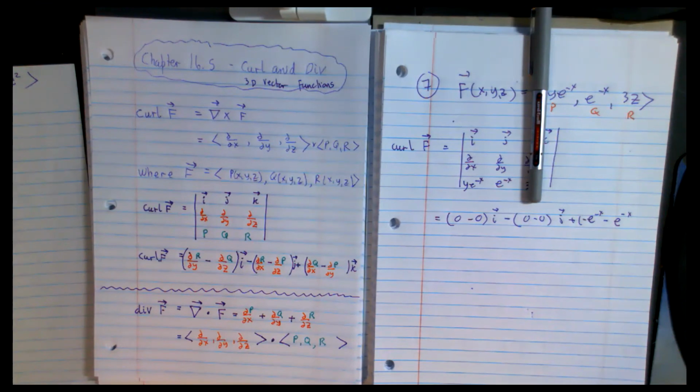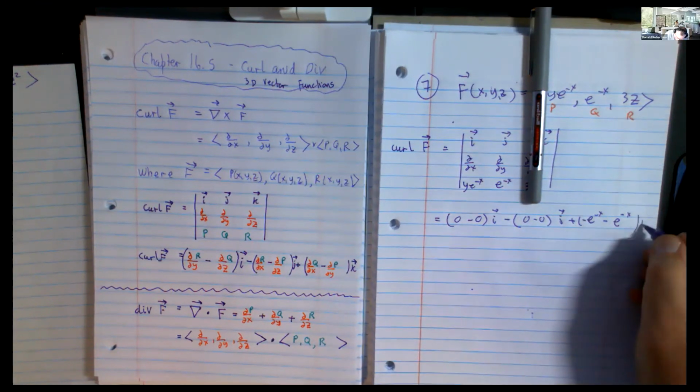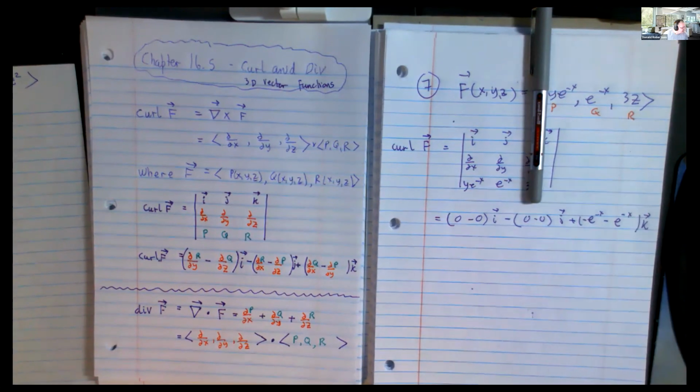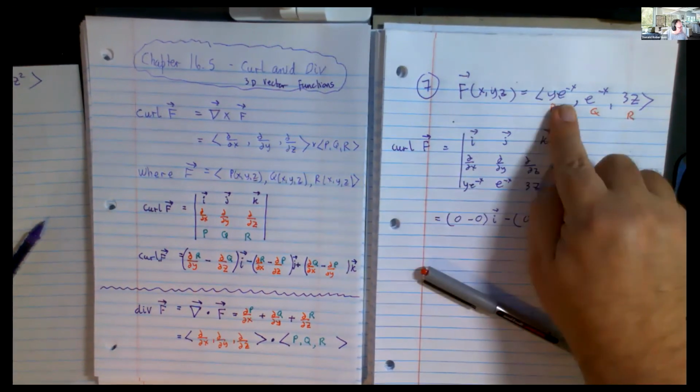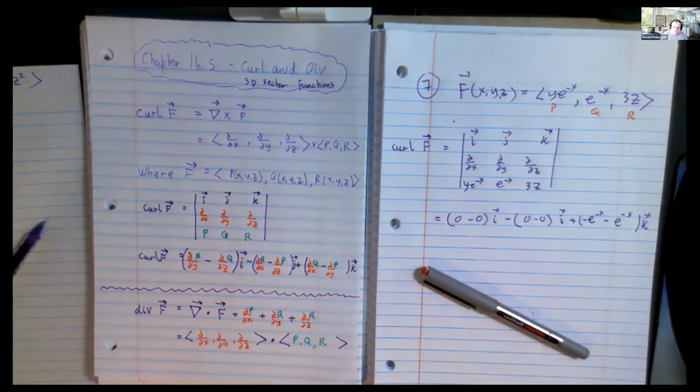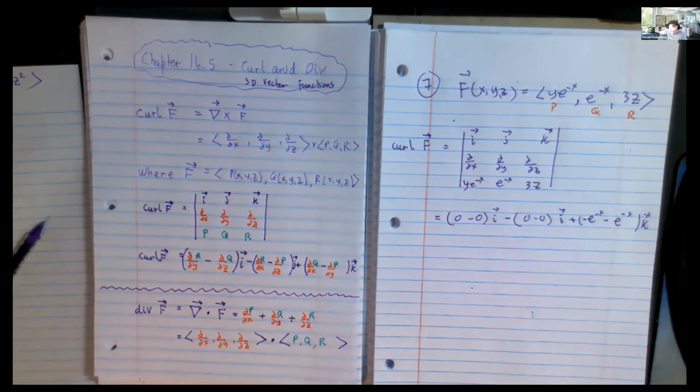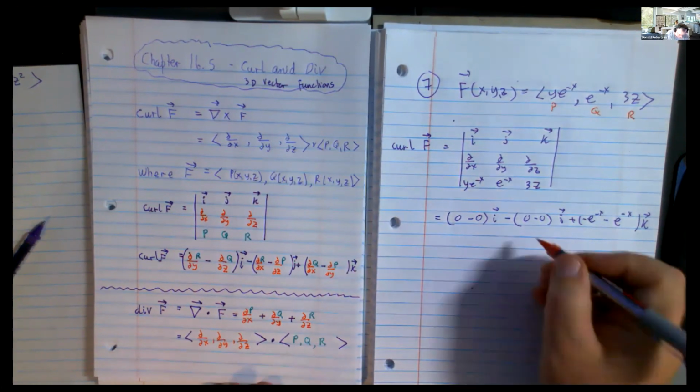Okay. My problem is I can't make that 0 and it better be 0. So I'm going to read the question again. It's y e to the negative x, check. It's e to the negative x, check. It is 3z, check. Oh, darn it. It is the correct answer.